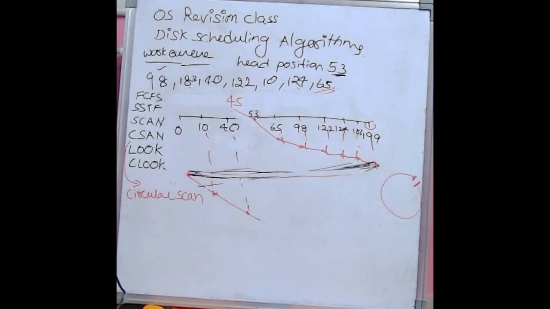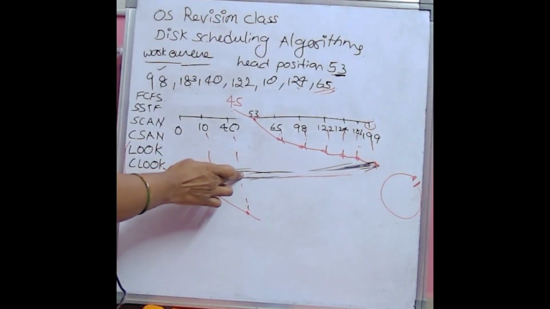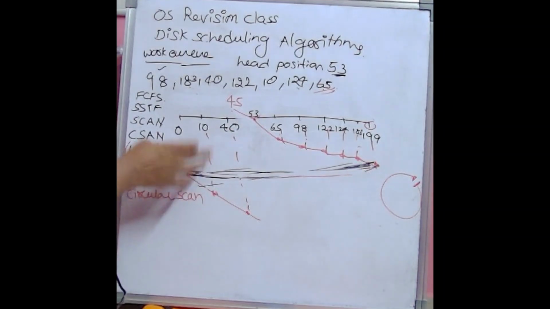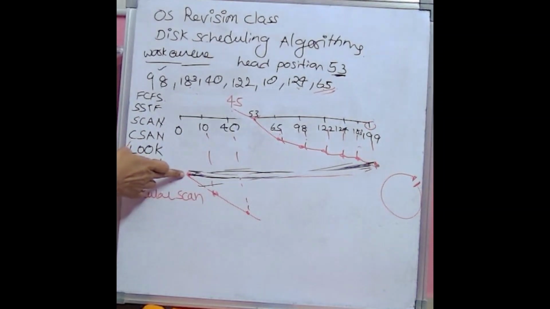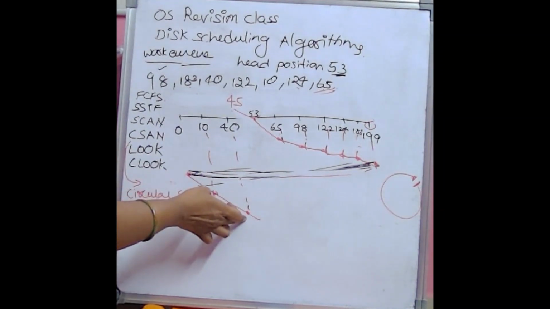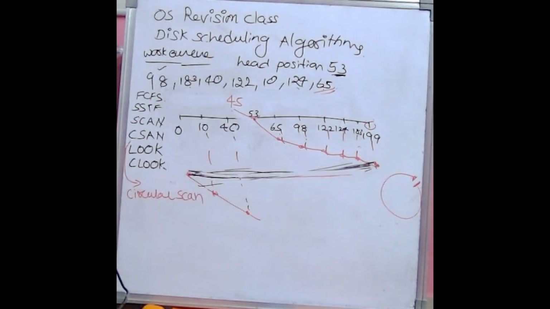Is that clear? SCAN and C-SCAN. In SCAN, it will come in reverse, first serving 40, after that 10, and stops there. But according to C-SCAN, after 199, it will start from 0 and serve 10 and 40. This is according to C-SCAN.